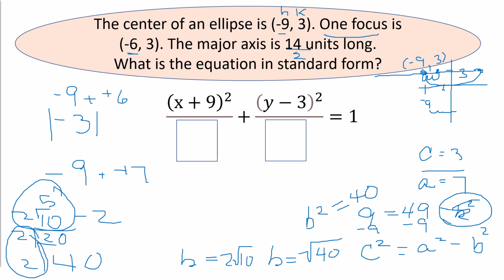B squared is equal to 40. Why I didn't need to do that. Okay, because B squared, if you look at this, the major axis we drew is going in the X direction. So that's going to be our A. A is 7. A squared is 49. B, we calculated that. B squared is 40, so that goes here. That's really all that we need.